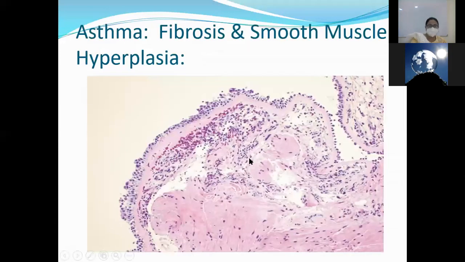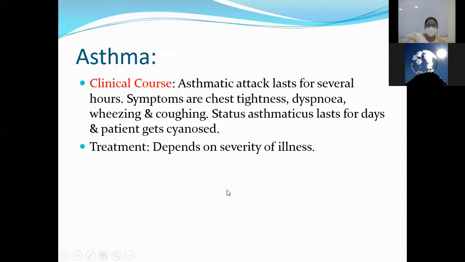Now, this is a microscopic image of asthma. It shows that there is an increased number of eosinophils. Clear? There is an increased basement membrane. There is an increased smooth muscle hyperplasia. Okay. Now the clinical features. The asthmatic attack lasts for several hours. Symptoms are chest tightness, dyspnea, wheezing, coughing. Okay. Status asthmaticus lasts for days and the patient gets cyanosed. Treatment depends upon the severity of the illness.